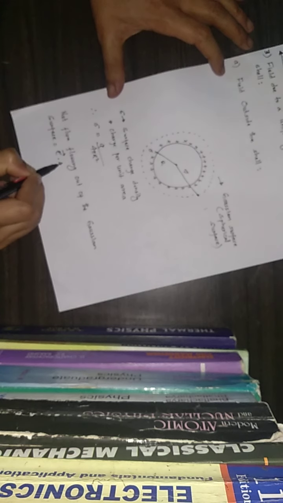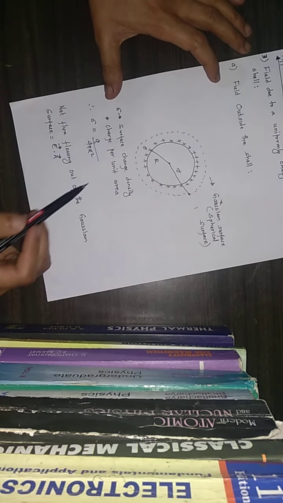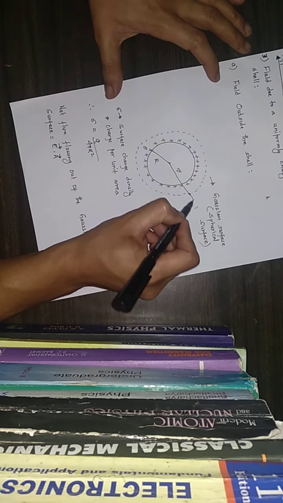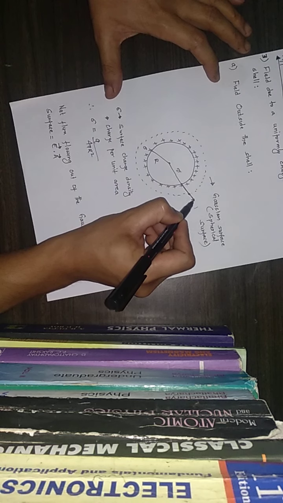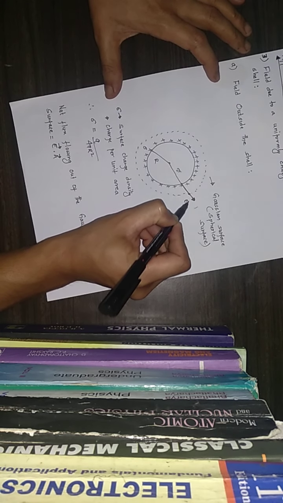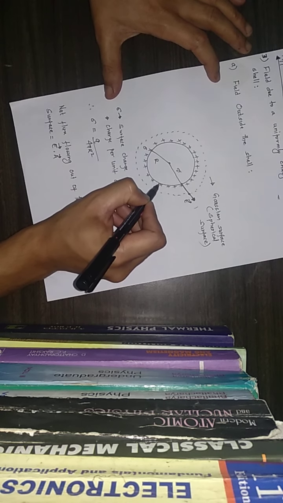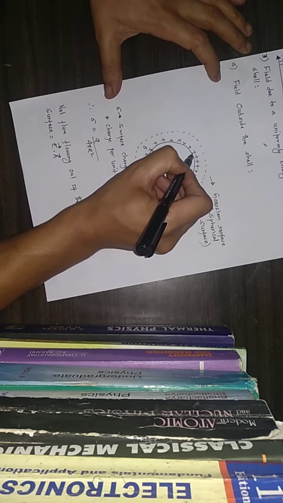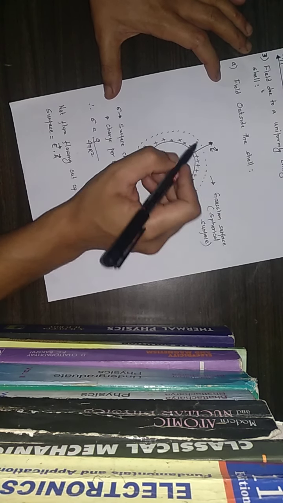E dot A. And here A is the area of the Gaussian surface itself, and at this point E will be outward, because the electric field due to the spherical charge will be outward at every point on the surface of the Gaussian surface.